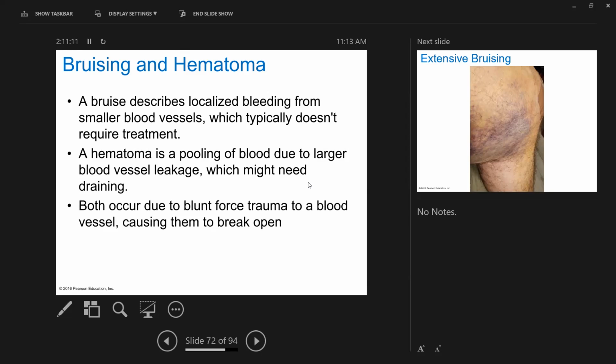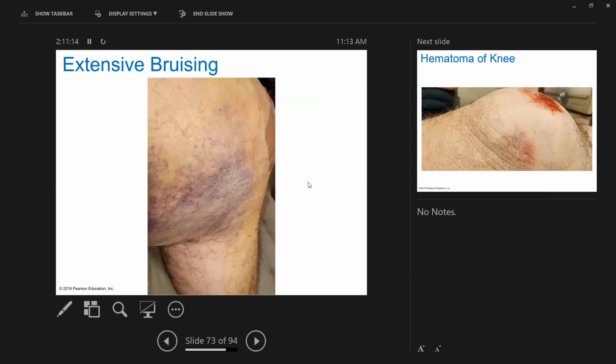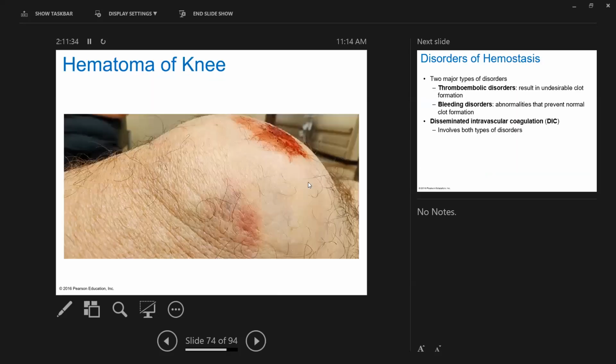So here we see very extensive bruising right there. You can see a large amount of the purplish. You can see the purple and yellow over here. This is the breakdown of the hemoglobin right here, showing the yellow. It may turn green after a while. We've all seen bruises, but this is what a hematoma looks like.